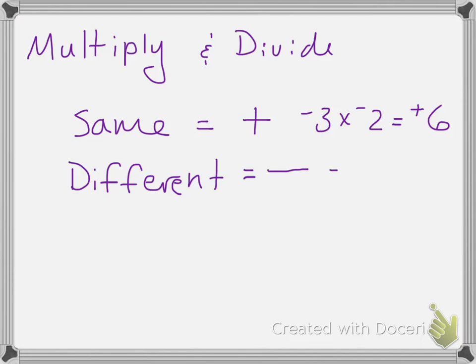If I have different signs, so a -3 times a +2, since the signs are different, it will be a -6. And the same rules work for division, so you just do the division normally, and if the signs match, it will always be positive. If the signs do not match, it will always be negative.